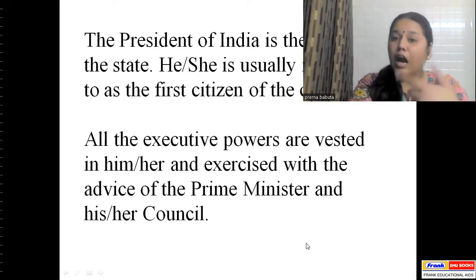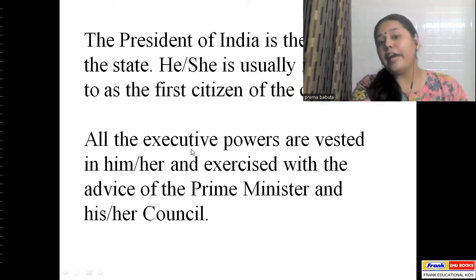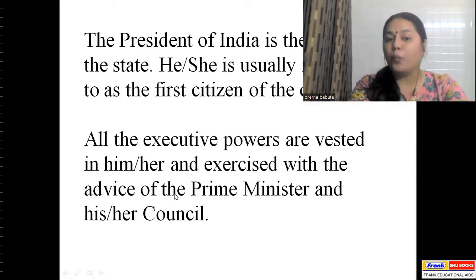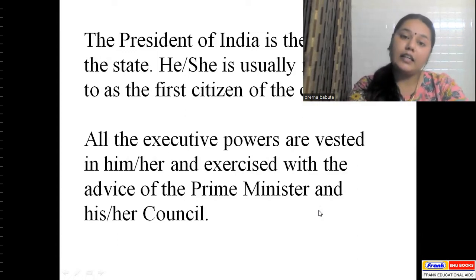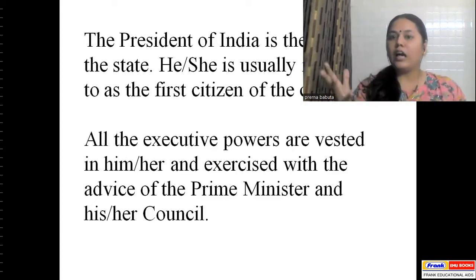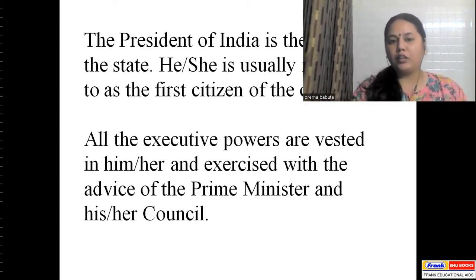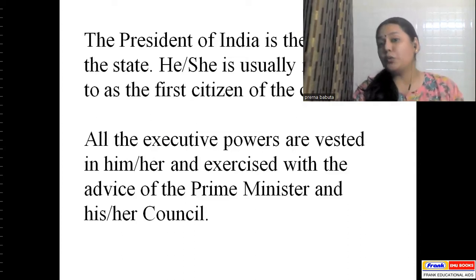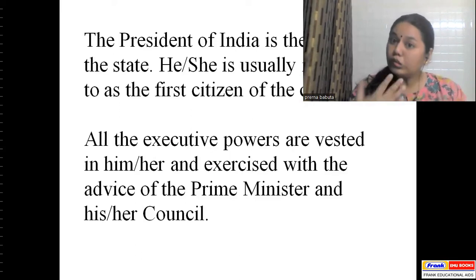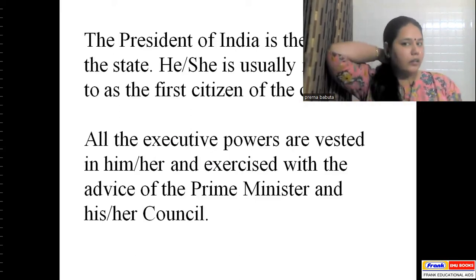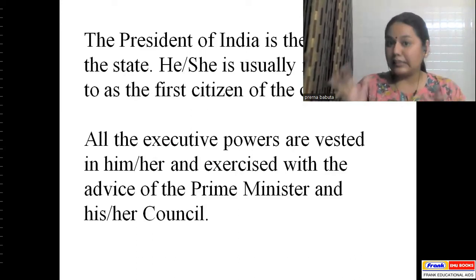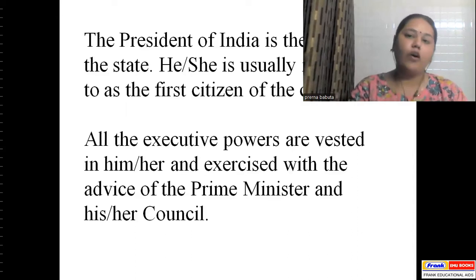In the previous class, we studied how the president is elected. All the executive powers, I told you, are vested with him and are exercised with the advice of the prime minister and the council of ministers. So whenever a law has to be passed, let's say both the houses approve a particular law. Now it's time to execute this law, to implement it. How is it to be implemented, or is there some more scrutiny required regarding the law, and all concerns related to it? It's the president who discusses this with the prime minister and the council of ministers.